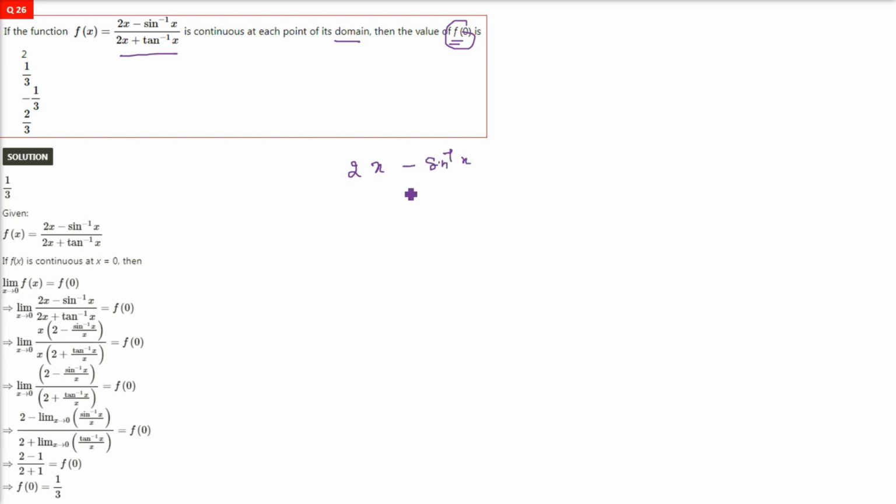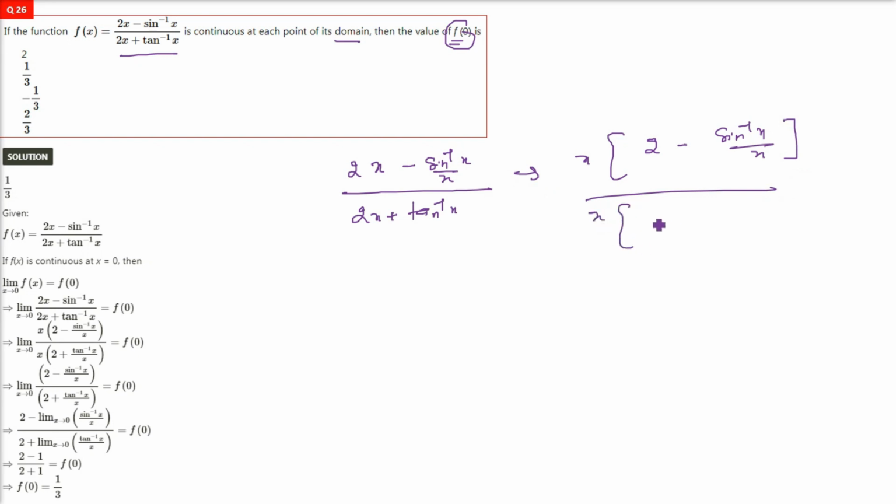Again, the main crux of this exercise is finding the limit of (2x minus sin inverse x) divided by (2x plus tan inverse x). You know that sin inverse x by x and tan inverse x by x, as x tends to 0, is 1. So you can take x common. It will be 2 minus sin inverse x by x. Then take x common here also, and you will get 2 plus tan inverse x by x.